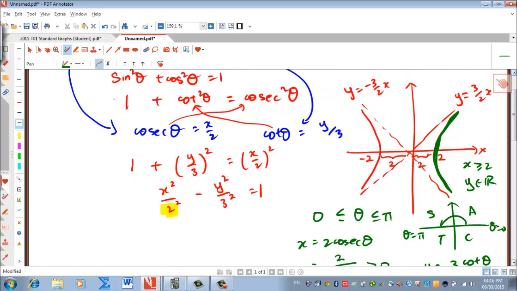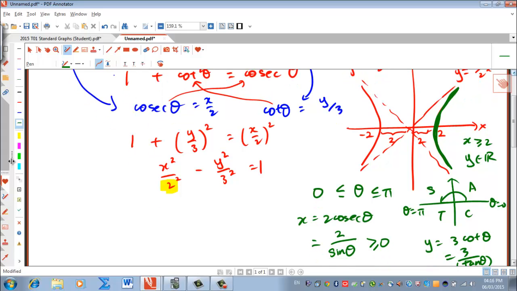So therefore, when we write down our Cartesian equation, we should be writing it down as x squared over 2 square minus y squared over 3 square equals 1, following which we will state our restriction for the values of x as x bigger than or equal to 2, y can be all real values.